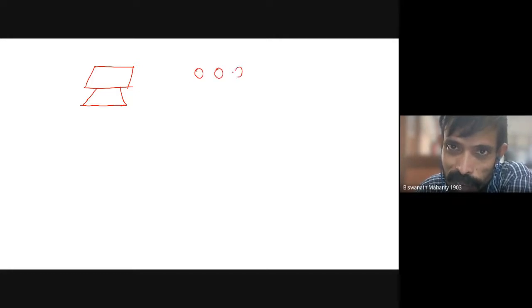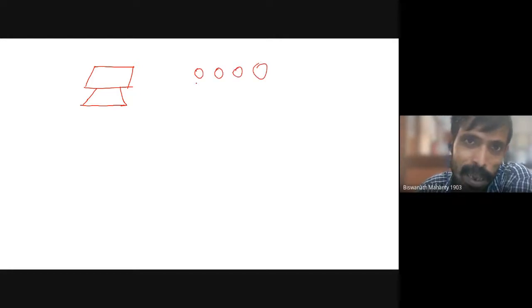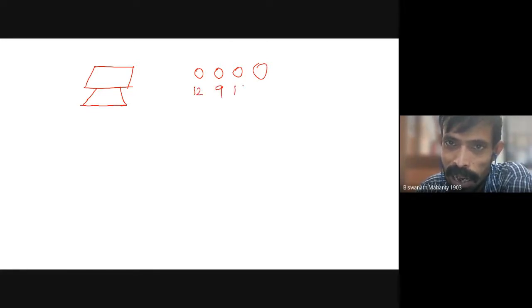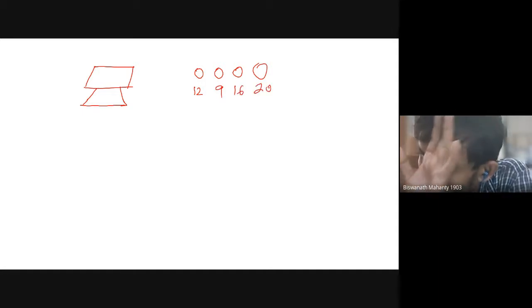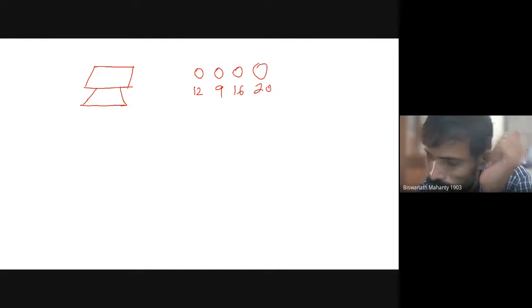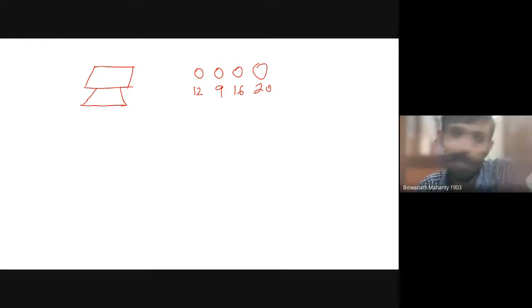Okay, I am giving you 4 sugar cubes, big cube, small cube. And you tell me, sir, this weight is 12 gram, this is 9 gram, this is 16 gram, this is 20 gram. From that, can I have any information that my balance is good or bad? No. I am giving something, it is measuring. Where is the goodness of the balance coming from?